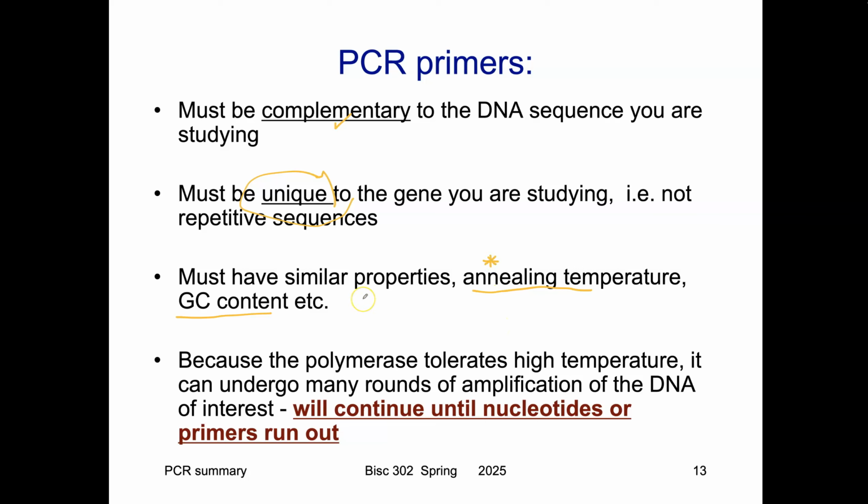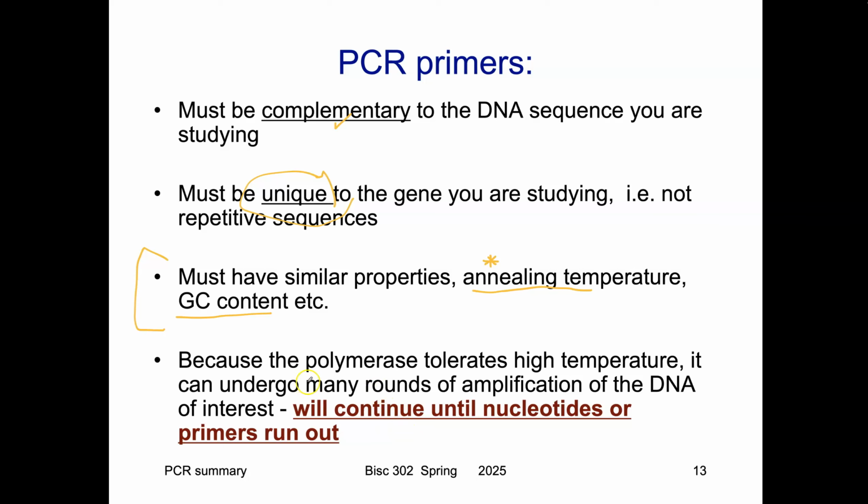And if you have one primer that has a lower annealing temperature and the other one has a higher annealing temperature, if you use the low one, the other primer can bind the wrong sequences. So this might be a little bit confusing. We can talk about it in lab if necessary.